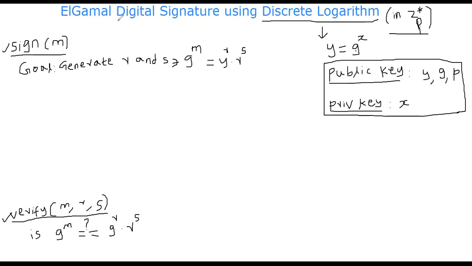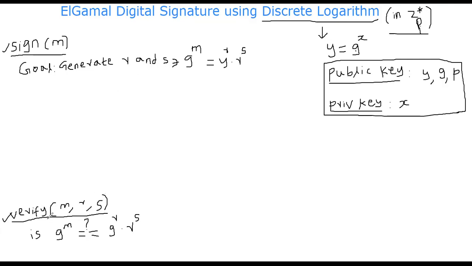Now let's get back to the digital signature problem. A digital signature has two things: one is signing a message, and the other is verifying the message. So let's talk about signing. In the context of ElGamal, if your goal is to sign a message M, you are going to generate two numbers R and S such that G power M is the same as Y power R times R power S. The numbers M, R, and S are all group elements, so they must be part of Z star P.